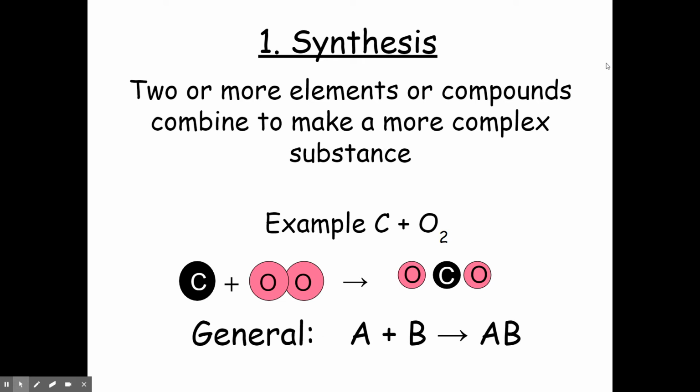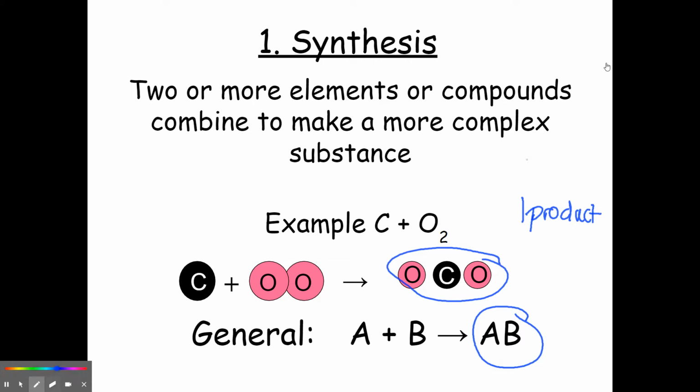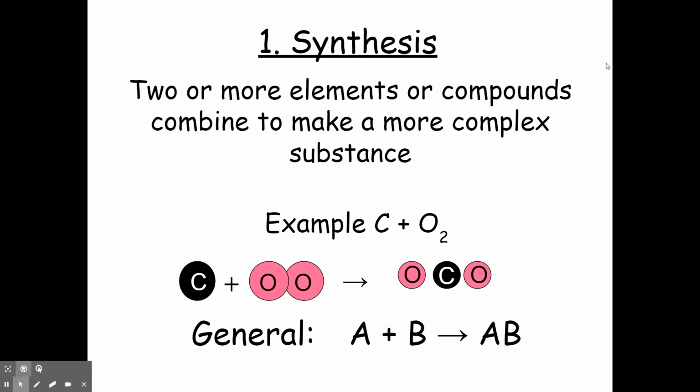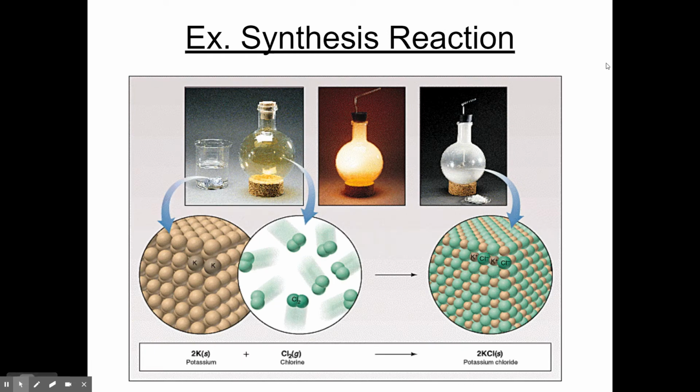Our first example is synthesis. It means 2 or more elements or compounds combined to make one complex substance. You'll notice there is always only one product. So that's a good way to tell if it's synthesis. It has one product. Here's an example of a synthesis reaction. Potassium and chlorine combine to make potassium chloride.